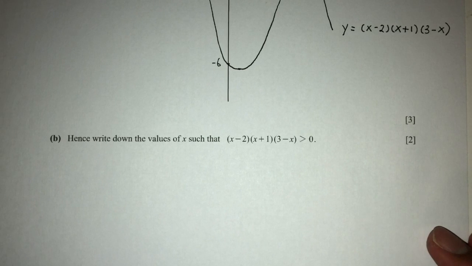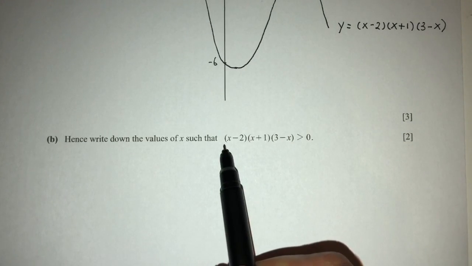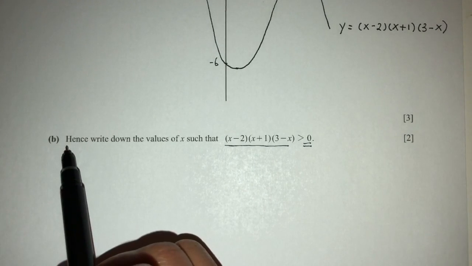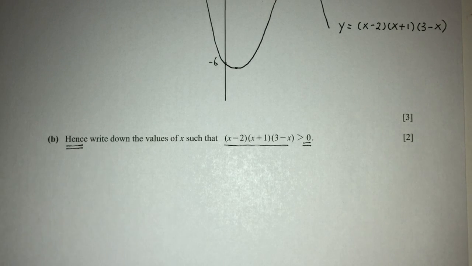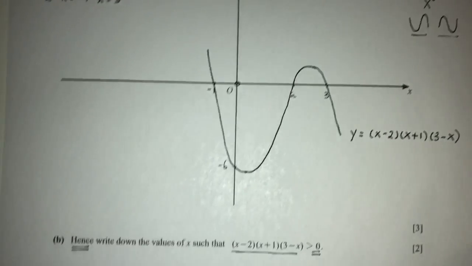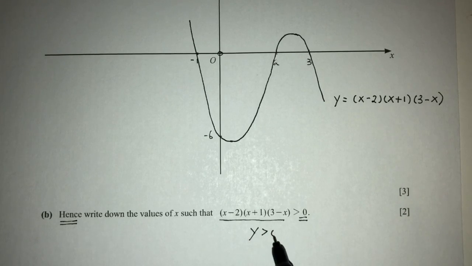Now for part B, we have to write down the values of x for which this is more than 0. So hence, whenever you see hence, you have to know that you have to use the previous answer to answer this question. So previously we have drawn this graph, and if you observe, this is simply y. The equation of that curve is more than 0.